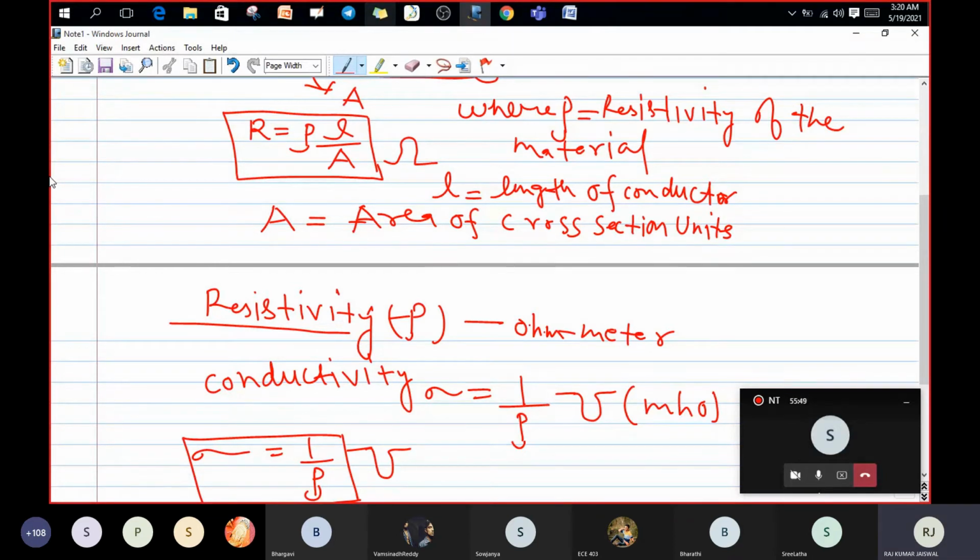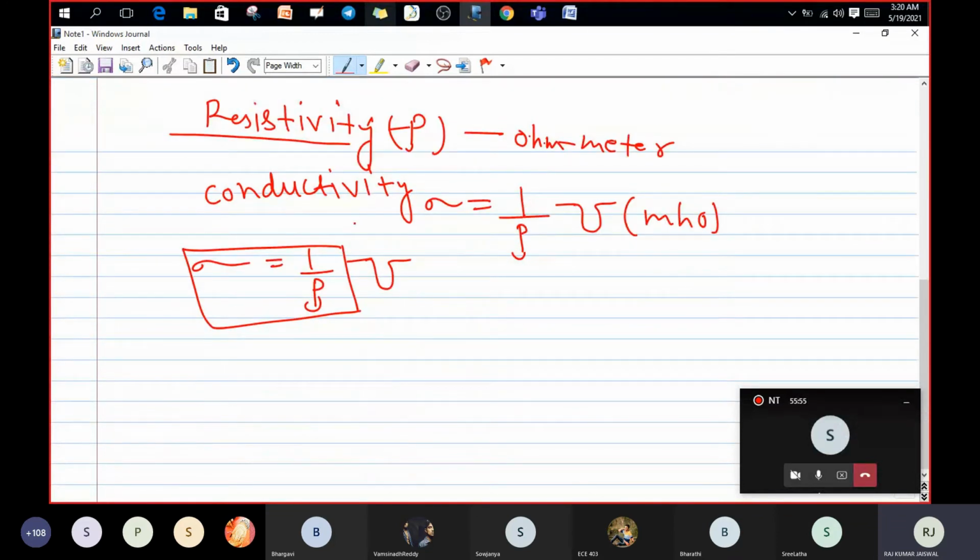Next, this is the relation R equals rho L by A. This is one resistance formula. Next, what is the symbol for resistance? Write it down, everyone. The symbol of resistance is this one. Is it okay? Yes, sir. Everyone note down. This is the symbol of resistance.